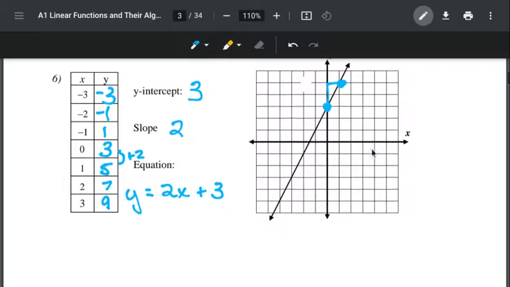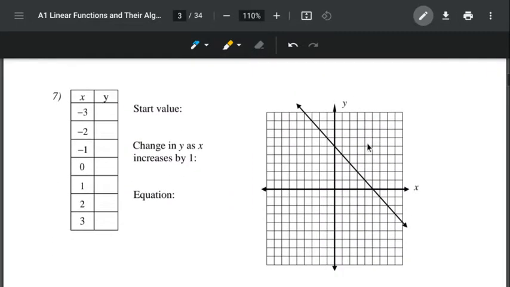Okay, our last problem now. This is a negative slope. The graph is going downhill. I'm going to start with my y-intercept, which is 1, 2, 3, 4, 5. So I can fill this in, 0, 5. And the next one is 1, 4. So my slope, I'm going down 1. So my slope is negative 1.